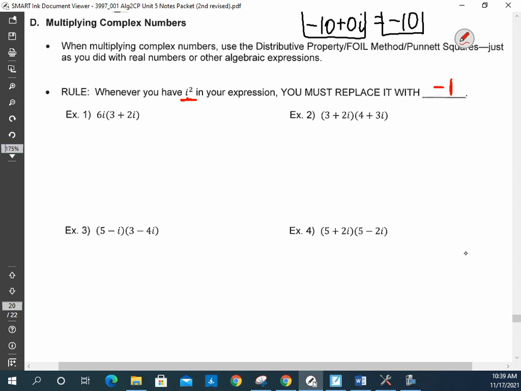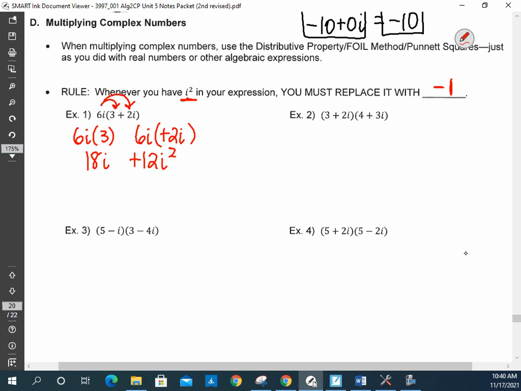So example 1, 6i times 3 plus 2i. So this is a multiplication problem because there's nothing separating the two complex numbers. There's no plus sign or minus sign in the middle. So we distribute. 6i times 3, not to jump the gun here, gives you 18i. And then 6i times positive 2i, that's 12i squared.